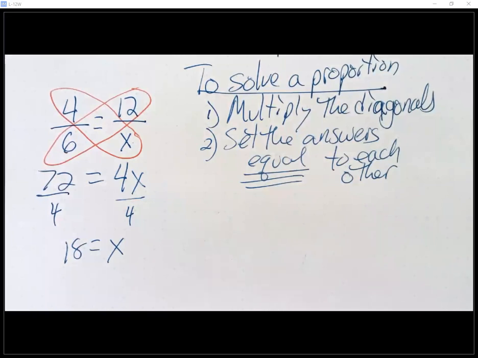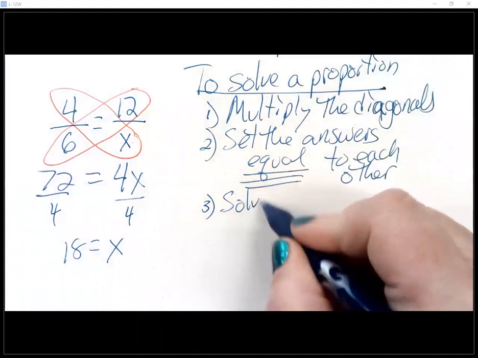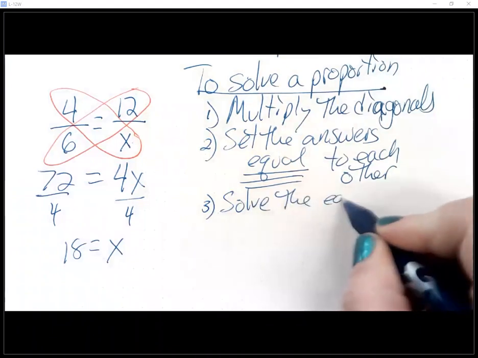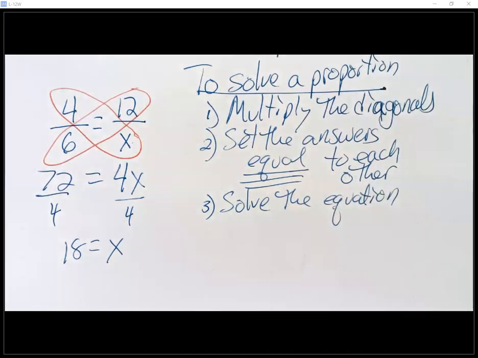So step 3, once you set them equal, then you solve the equation. And that's really it. I'm going to give you a couple to try because they do get a little bit complicated. So let's try some of the easy ones first, and then we'll step it up and try some of the tougher ones. Does everybody have what they need here? Because I got to flip the page.